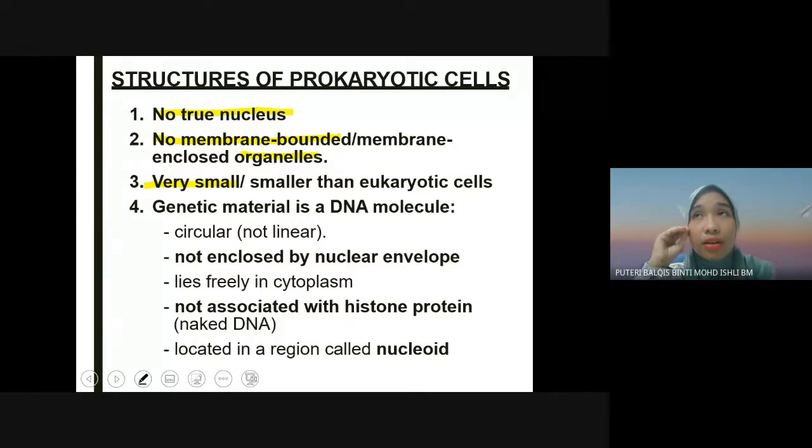And it is very small, smaller than eukaryotic cell. Awak bayangkan awak tengok eukaryotic cell, plant cell, animal cell by using microscope, sangat kecil. Prokaryotic cell ni lagilah kecil daripada animal cell and plant cell. The genetic material is DNA, and DNA in prokaryotic cell is circular, not linear. Linear is for eukaryotic cell. It is not enclosed by nuclear envelope, unlike us, where DNA sits in the nuclear envelope. It lies freely in cytoplasm, not associated with histone protein, or we call that naked DNA.